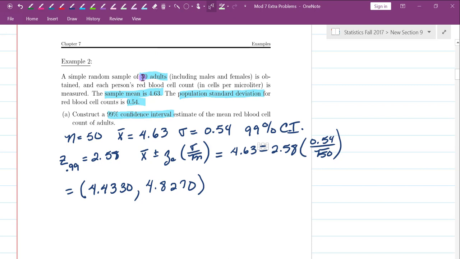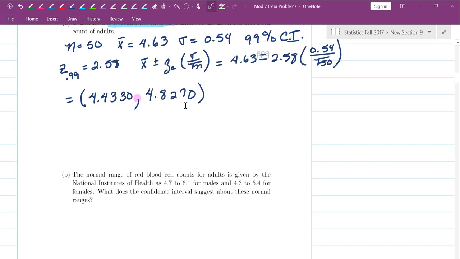If it had a lot of females in it, let's say, because it says including males and females, sometimes a really strange sample could have been randomly taken and maybe you had 48 females, 2 males, but even this seems awfully low. So what this suggests to me is that the National Institutes of Health may want to reevaluate what they consider to be standard normals for the different genders.